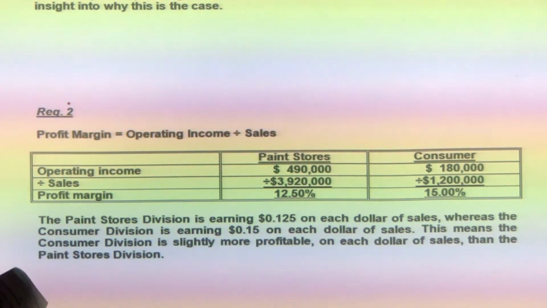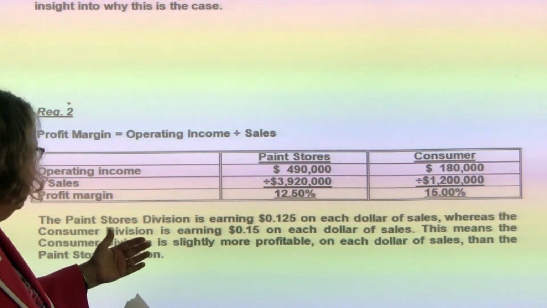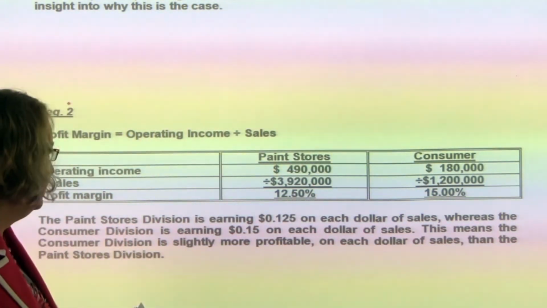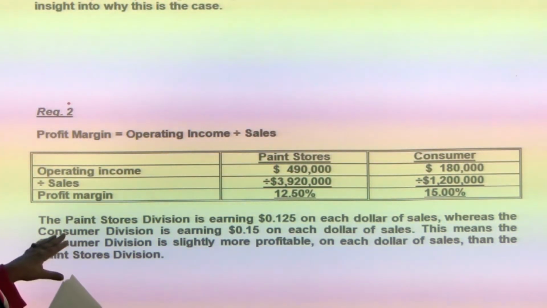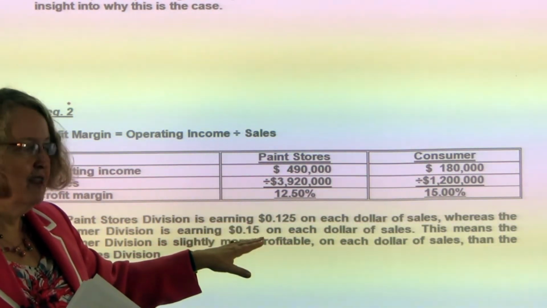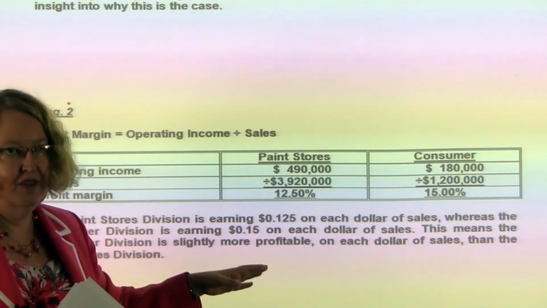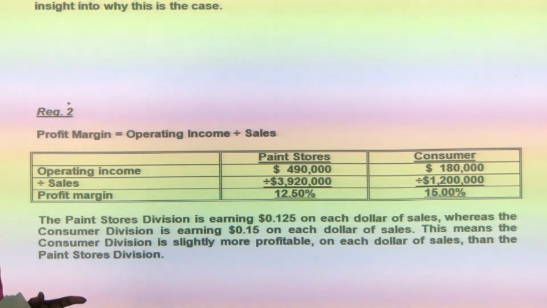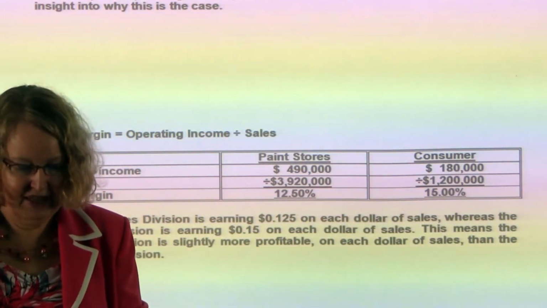So again, profit margin is simply your operating income divided by sales. So that would be 12.5% for paint and 15% for consumers. So in effect, what that's saying is for the paint stores division, they're earning like 12.5 cents on each dollar of sales, whereas the consumer division is earning 15 cents on each dollar of sales. So that's how you would interpret that result. So remember, as an accountant, you're always going to do more than just do the calculations. You have to interpret what that actually means.